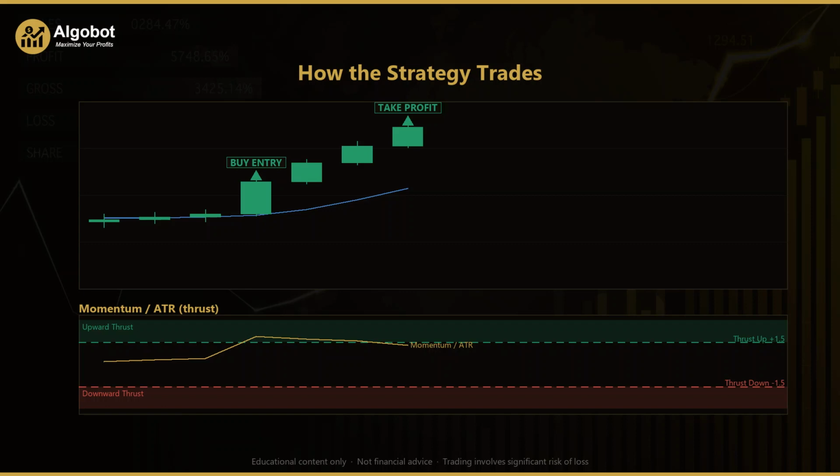The strategy opens a long position, and at the same moment, it places a stop loss 2 ATR below the entry and a take profit 3 ATR above it. Notice the geometry here. The take profit target sits farther away than the stop, so the trade is structured for a reward larger than its risk, roughly 1.5 to 1 on the default settings.